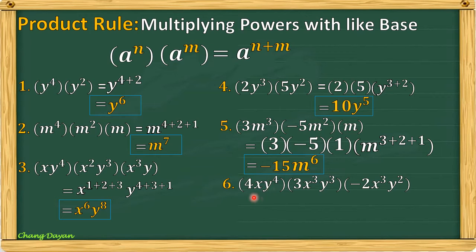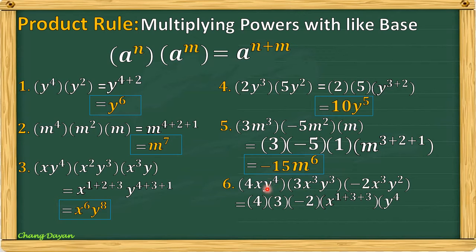Number 6. 4x y to the 4th multiplied by 3x cubed y cubed multiplied by negative 2x cubed y squared. Multiply natin muna ang numerical coefficient. So, dito ang numerical coefficient ay 4. Dito naman ay 3. Dito ay negative 2. Sunod naman, alamin natin ang exponent ng x. Dito ay 1, 3, at 3.